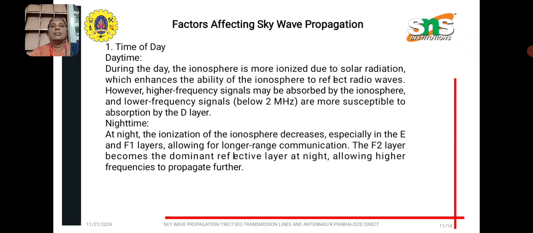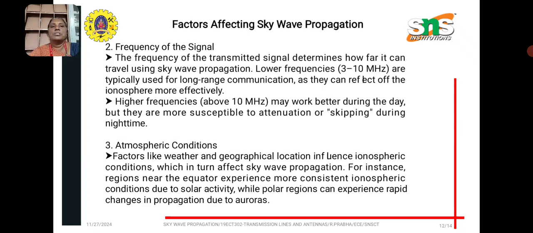Time of the day, daytime. During daytime, the ionosphere is more ionized due to solar radiation, which enhances the ability of the ionosphere to reflect radio waves. At night time, the ionization of the ionosphere decreases, especially in the E and F1 layers, allowing for long range communication. And the frequency of the signals is also another factor affecting skywave propagation.